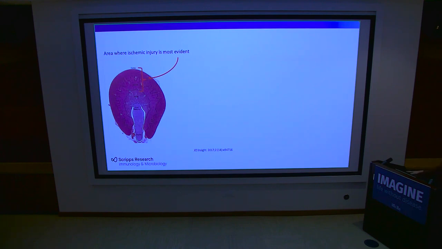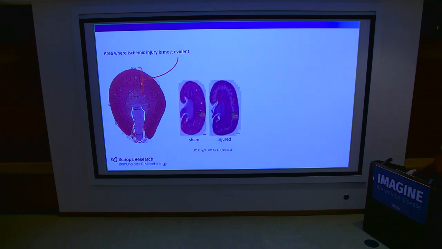There's an area in the kidney where ischemia is most evident when you look at a sagittal section, which is shown in the red bracket, and that's the cortex and the outer medulla of the kidney. If you look at a sham IR kidney versus an injured kidney, you can see right away that there's a pale region in that outer stripe of the medulla. So you can clearly see that that's a region that's really injured.